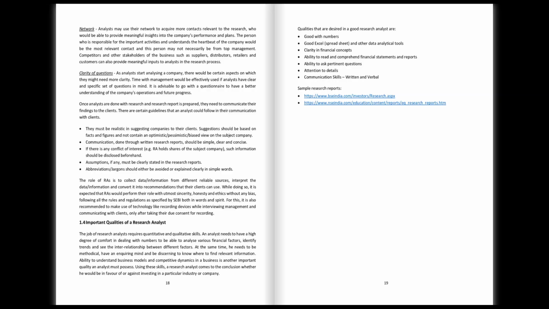Qualities that are desired in a good research analyst are: good with numbers, good Excel, spreadsheet, and other data analytical tools, clarity in financial concepts, ability to read and comprehend financial statements and reports, ability to ask pertinent questions, attention to detail, communication skills, written and verbal.